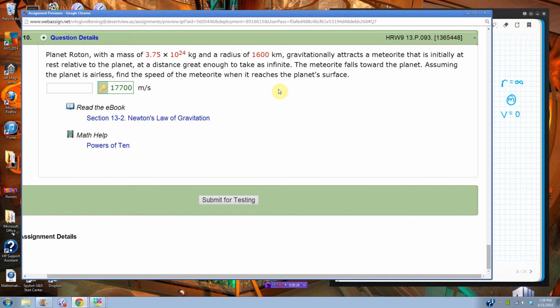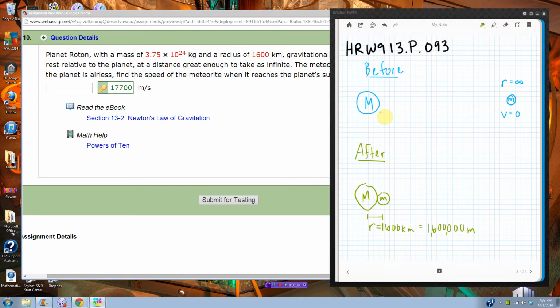Okay, this is a conservation of energy problem. So, I've set it up. Here's the before. You've got your Roton of mass large M and a meteorite of mass small m, and it's very, very far away, so the radius is infinity. The energy that we have here has to equal the energy after. Afterwards, we've got the meteorite right on the surface, so the meteorite is at a radius of 1600 kilometers.